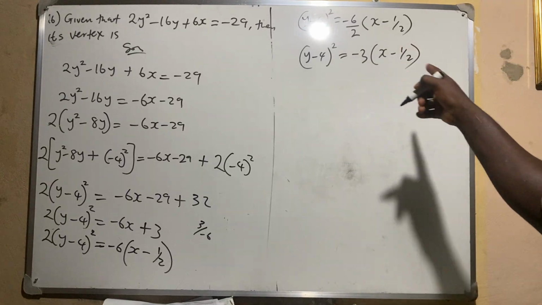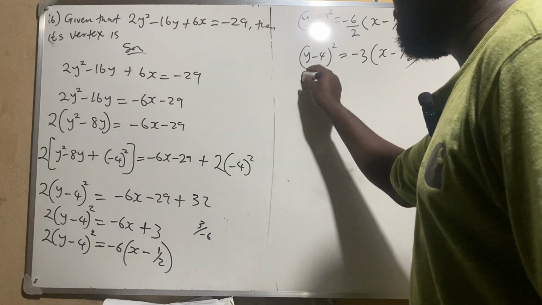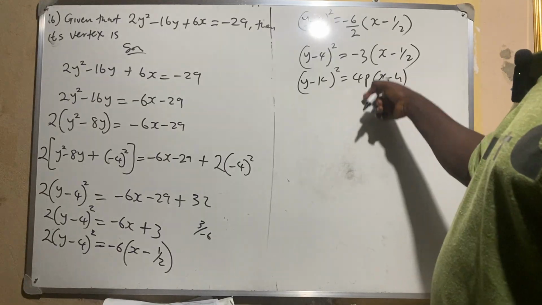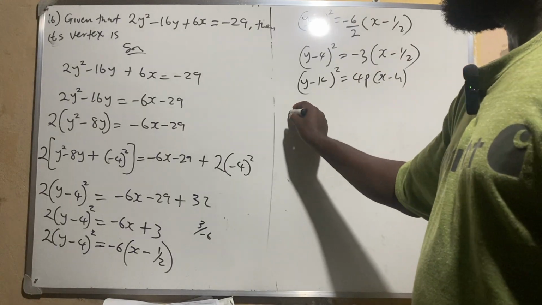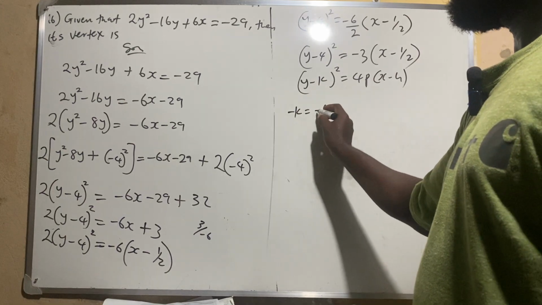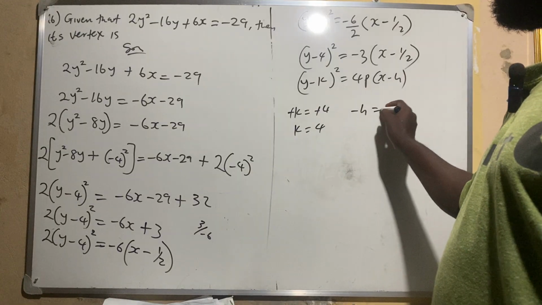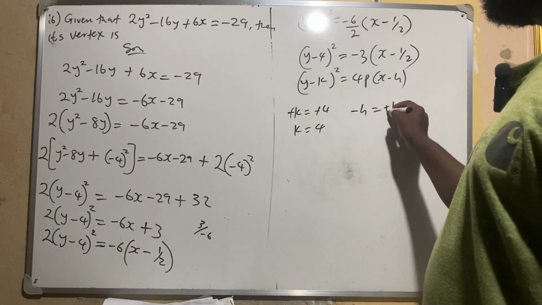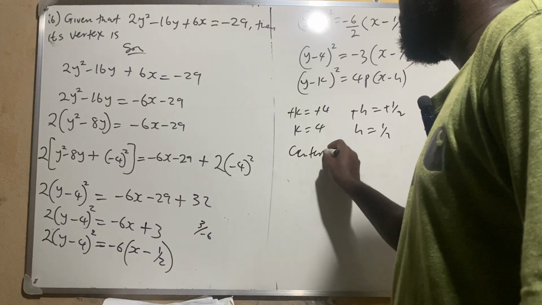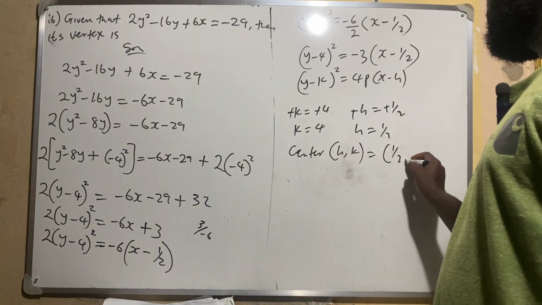So why do I need to leave it in this form? Because the parabolic equation says y minus k all squared is equal to 4p in bracket of x minus h. They have to look alike so that you see that minus k is equal to minus 4, so the minus cancels minus, my k is equal to 4. And minus h is equal to minus half, so my h is equal to half. So the center, which is h comma k, is equal to half comma 4.